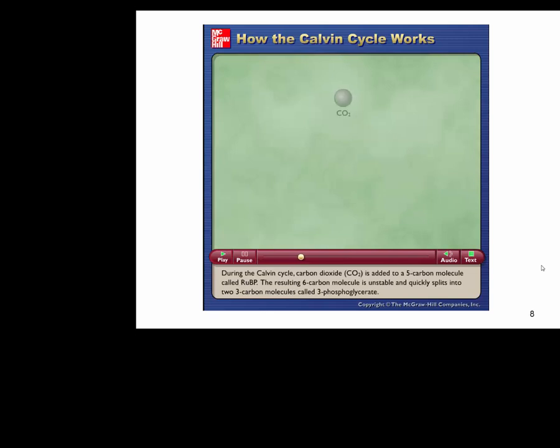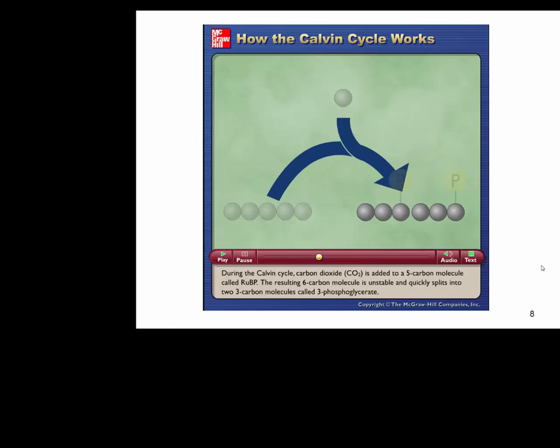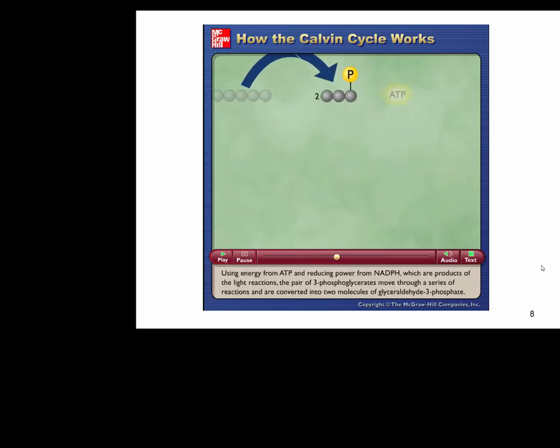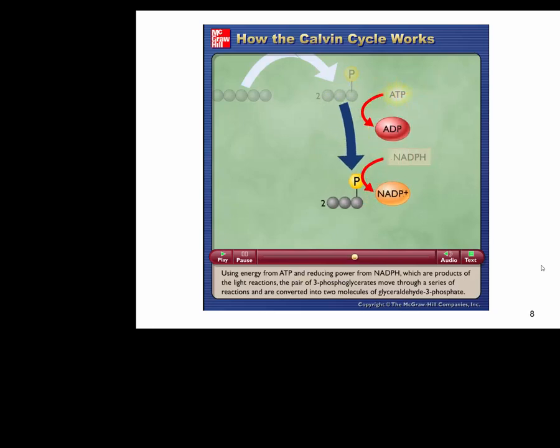During the Calvin cycle, carbon dioxide, CO2, is added to a 5-carbon molecule called RuBP. The resulting 6-carbon molecule is unstable and quickly splits into two 3-carbon molecules called 3-phosphoglycerate. Using energy from ATP and reducing power from NADPH, which are products of the light reactions, the pair of 3-phosphoglycerates move through a series of reactions and are converted into two molecules of glyceraldehyde 3-phosphate.